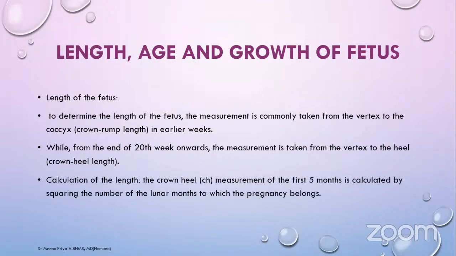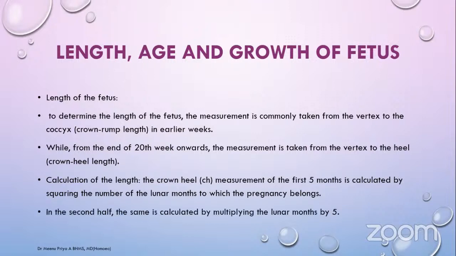Calculation of the length: crown heel length measurement of the first 5 months is calculated by squaring the number of lunar months to which the pregnancy belongs. For example, 3 months: squaring 3, 3 into 3, will become the crown heel length. And in the second half, the same is calculated by multiplying the lunar months by 5. So after 5 months, when the second half has begun, it becomes 5 into however many months there are. So for 6 months, 6 into 5 becomes the crown heel length. The length is always expressed in centimeters.